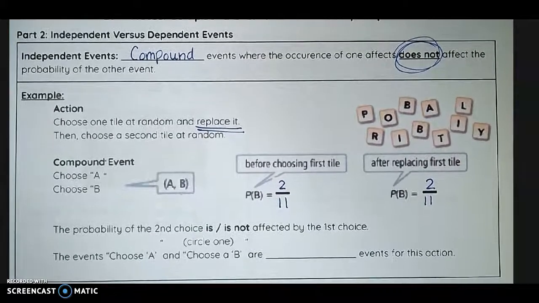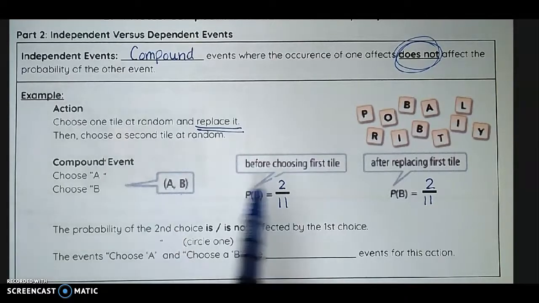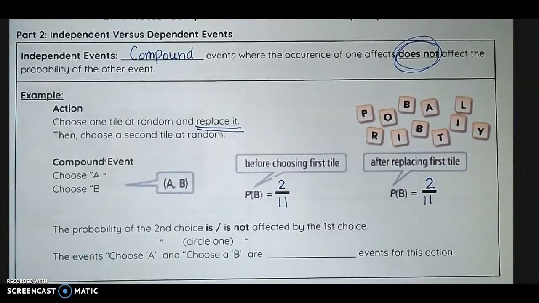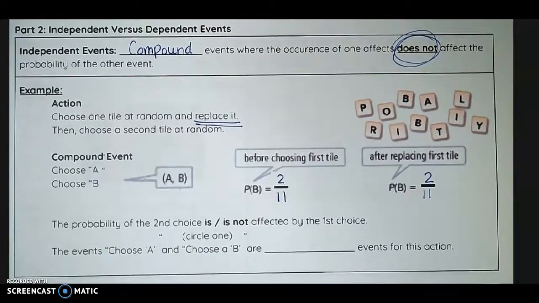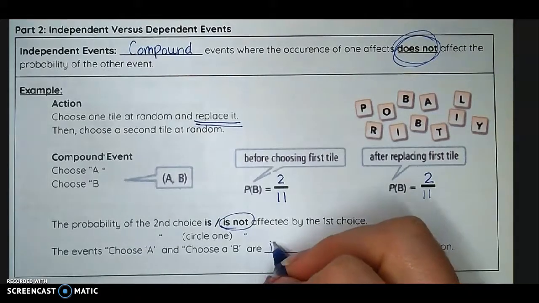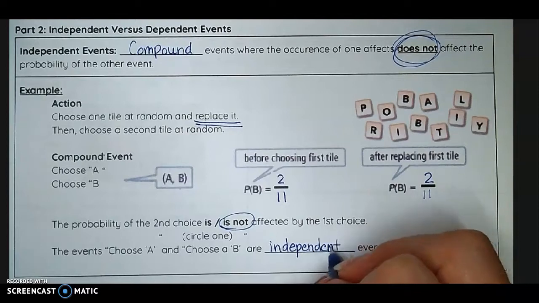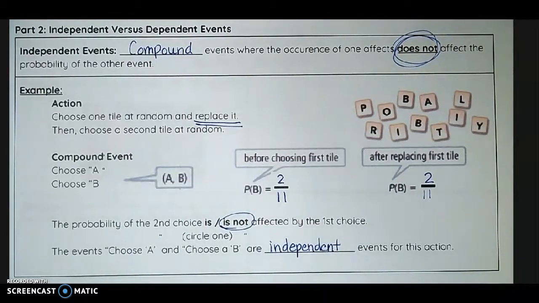So the probability of choosing A is 1 out of 11, and the probability of choosing B is 2 out of 11. Since that number in the denominator does not change, since it is not affected by the first choice, the events are indeed independent of one another. One does not affect the other.